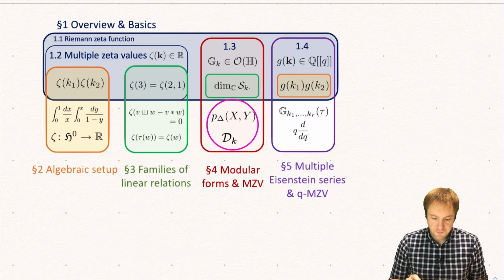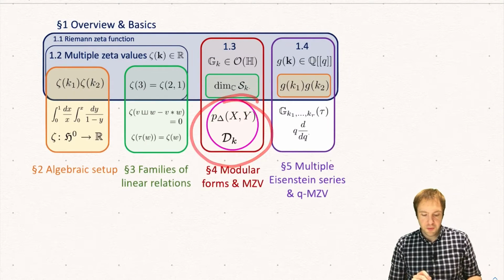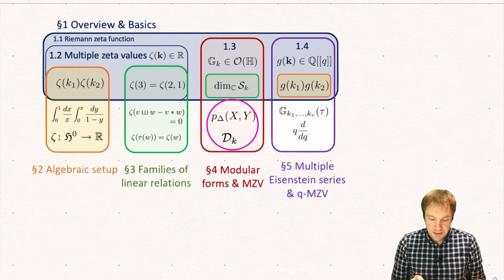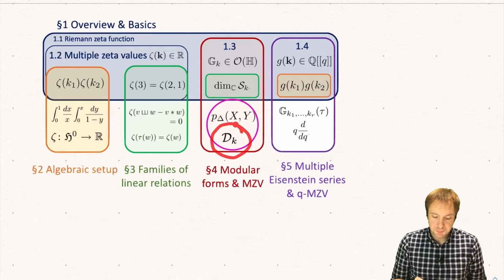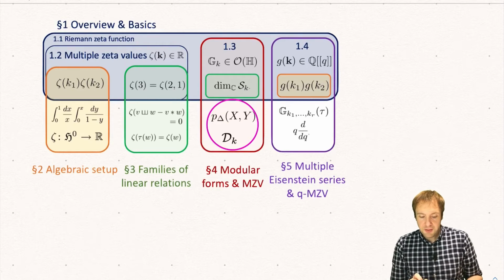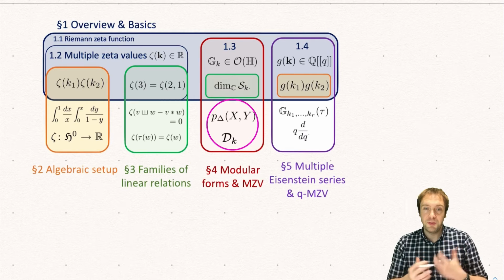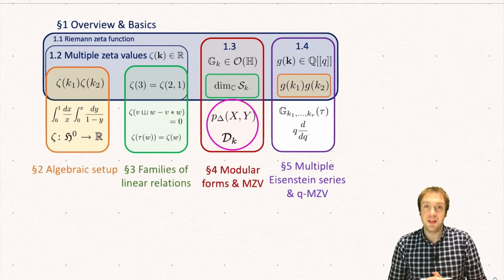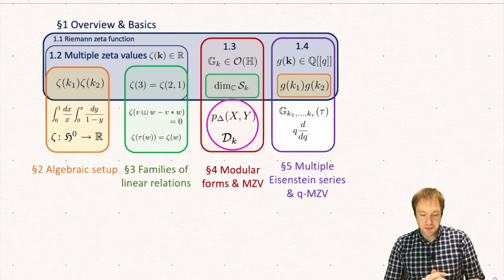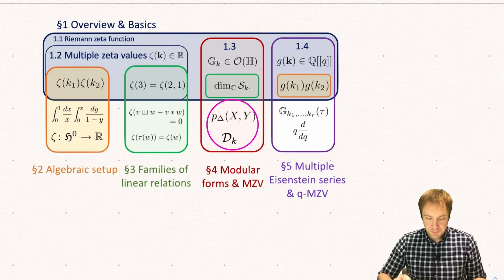So here in the overview we are in section 4, where we talk about some connection of modular forms and double zeta values. And last time we introduced this space Dk, which is a space of formal double zeta values, which means we have some symbols which represent these double zeta values and these single zeta values and their products, and we divide out relations coming from the double shuffle relations.